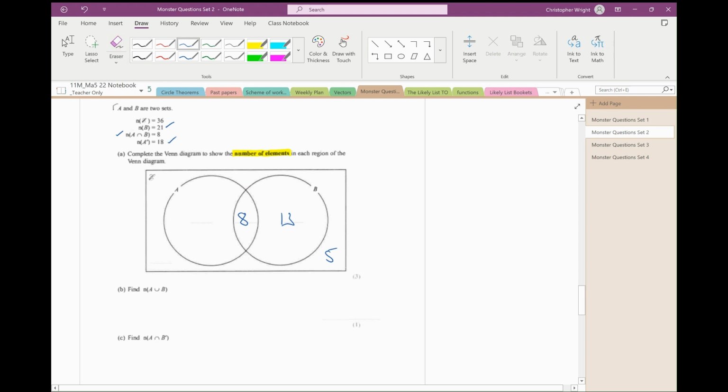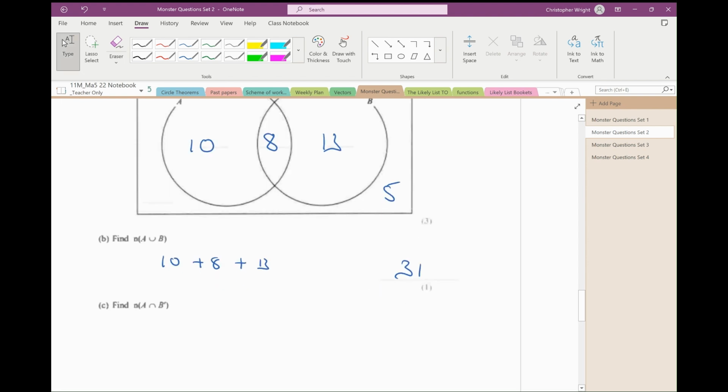Now it tells me that the total number of elements in the universal set is 36. Well, I've got 26 of them here, which means that there must be 10 of them there. Okay, find the number in A or B. Well, that's the 10, the 8, and the 13, which is 31 elements in A union B.